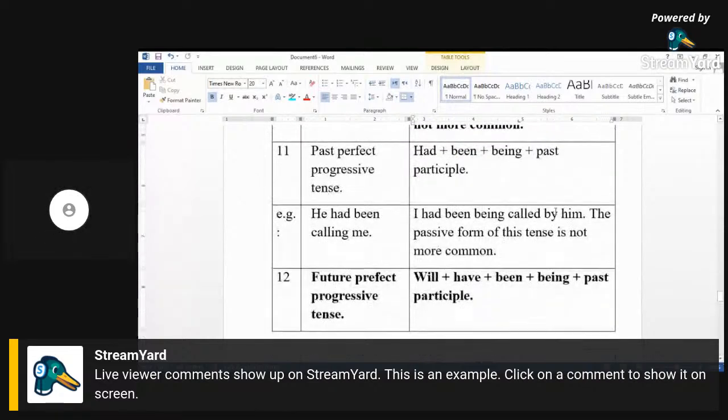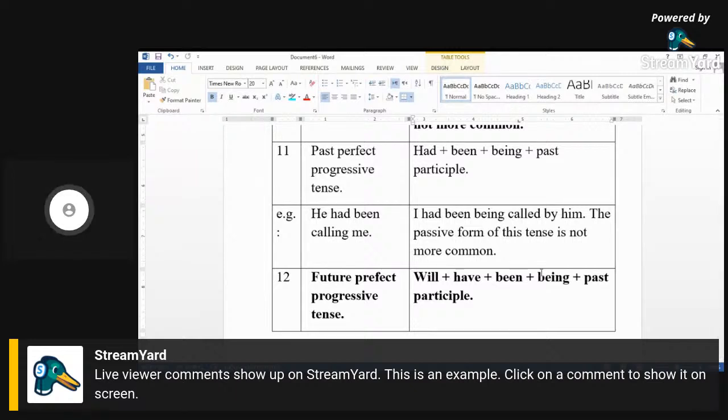Past perfect tense. For the past perfect tense we have had plus been plus being plus past participle. He had been calling me. I had been being called by him. So the passive form of this tense is not very common either. I mean that we do not use the passive form of these tenses much.